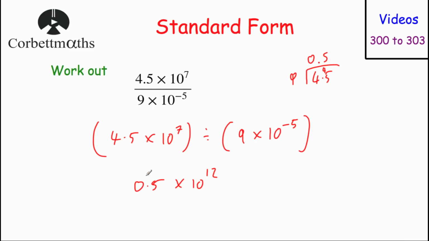Now this isn't in standard form because this needs to be between 1 and 10. So we're going to multiply that by 10 to get 5, but we need to divide this by 10. So 10 to the power of 12, take away one of those 10s would be 10 to the power of 11. So that would be 5 multiplied by 10 to the power of 11.